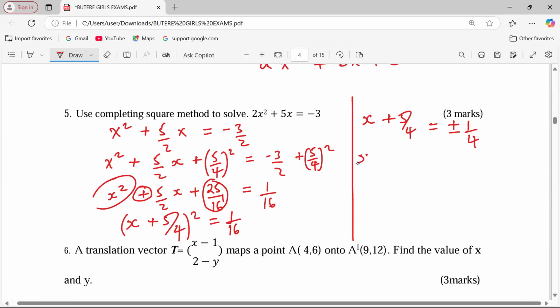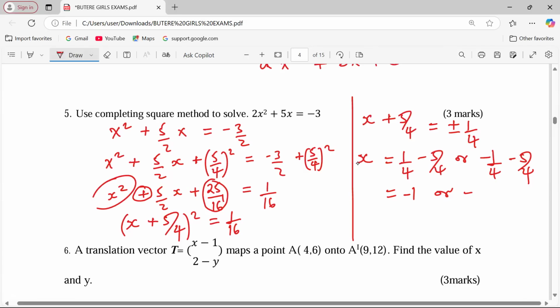Now we get x by taking a quarter minus 5/4, or negative a quarter minus 5/4. So a quarter minus 5/4 gives -1, or negative a quarter minus 5/4 gives us -1.5.